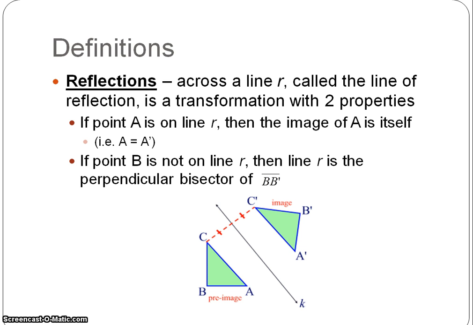The second one would be if point B is not on line R, then line R is considered the perpendicular bisector of B prime. Now as you can see here, we've connected the points C prime. So it's the same exact idea, and what it means by perpendicular bisector is that this line here, if we were to connect C and C prime, is perpendicular to our line of reflection, and then these two segments here are going to be exactly congruent. So that's what a perpendicular bisector is, that these two pieces here are congruent to each other, and this is a perpendicular line to our line of reflection.